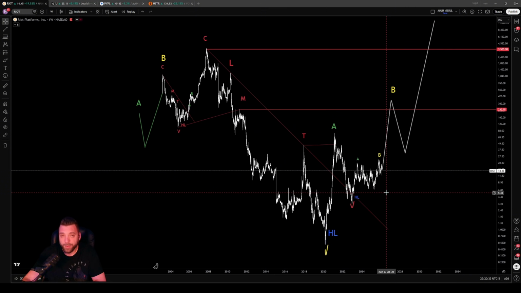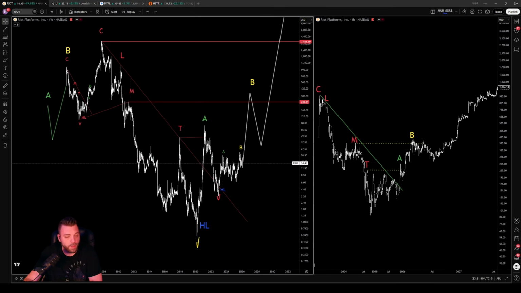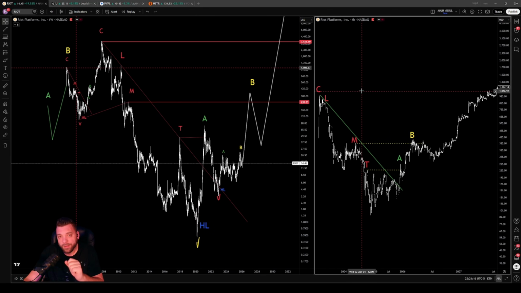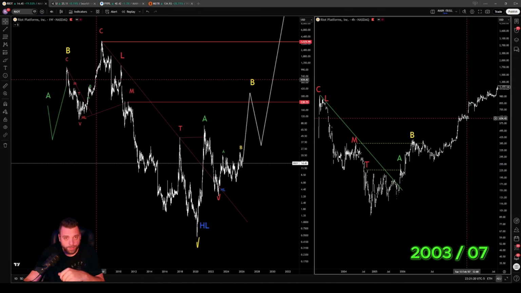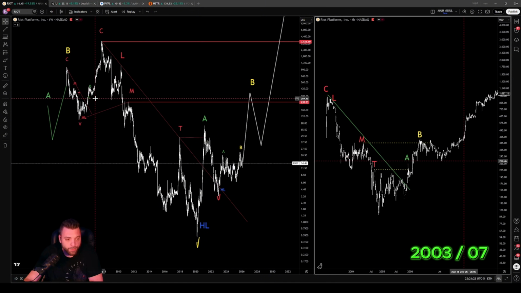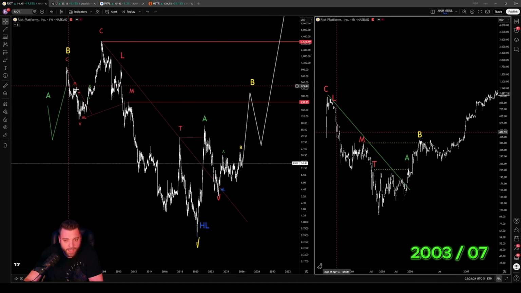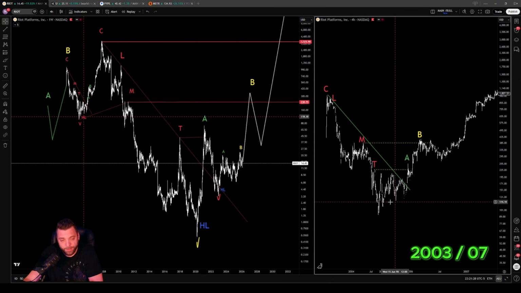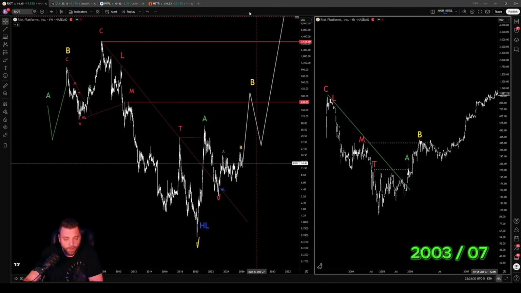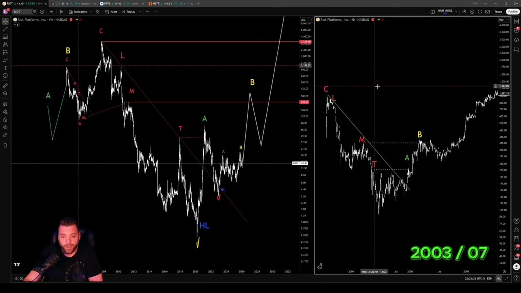So, the comparison. Left side, still weekly chart, right? Right side for our chart, 2003 to 2007. So we are looking at this, yeah? And we're comparing this pullback and this bounce with this whole thing. And I will show you why.